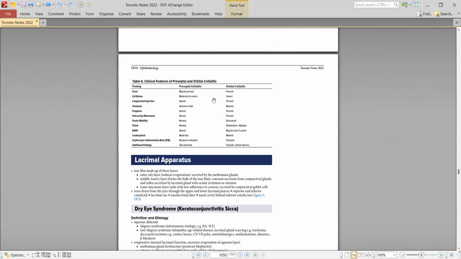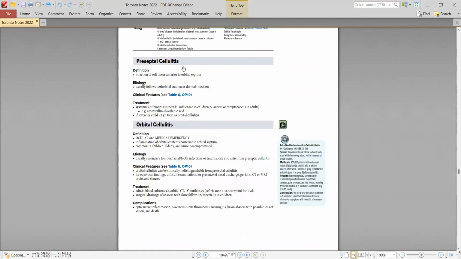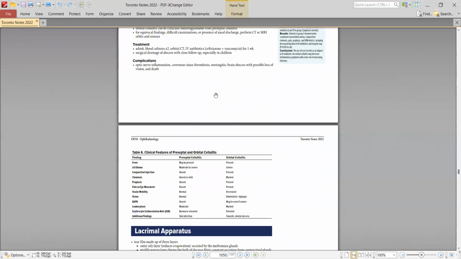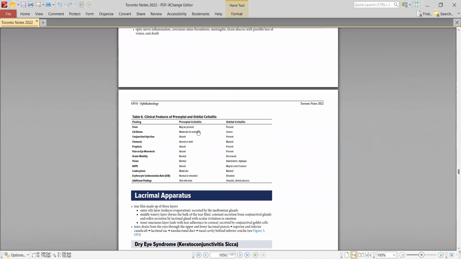But in preseptal cellulitis, it means inflammation of the membrane, you can think of it as a membrane which covers the orbit tissue anterior to the orbital septum. So anterior to the orbital septum, that means one layer ahead of the orbit is infected. What is there? Fever may be present. This is the first step to severe infection, a mild infection in this case. Lid edema can be moderate to severe. Conjunctival injection is there, but no swelling of the conjunctiva.